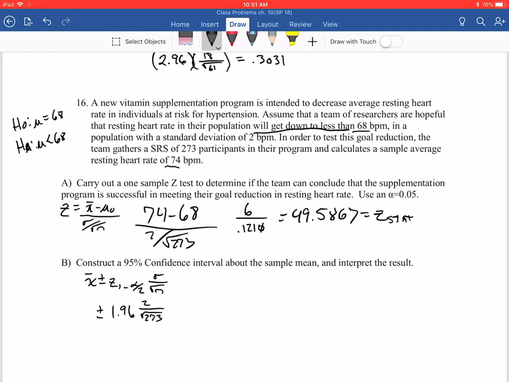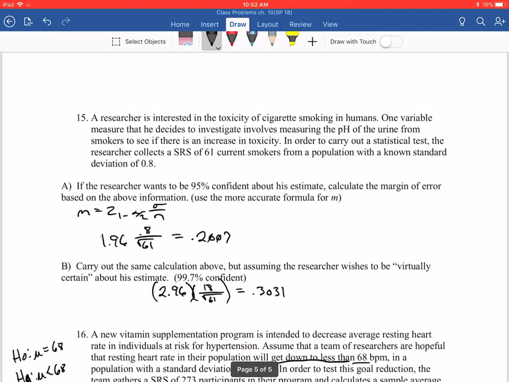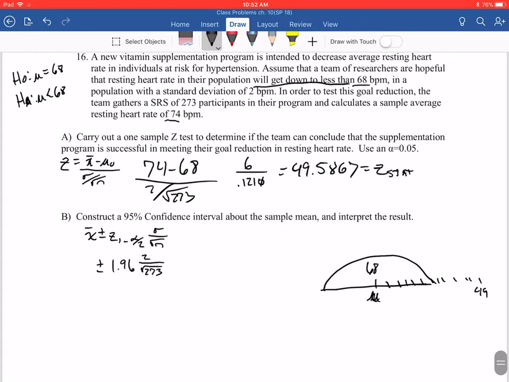If you go in the back of the book, we know that anything above like 3.49 is going to give you a very high p-value. When we're looking at the p-value, let's draw this out. Here's your mean, or mu, you're trying to get at, which is 68. And this is going to be 49 standard deviations away from the mean, way out here. This is very, very far away from the mean.